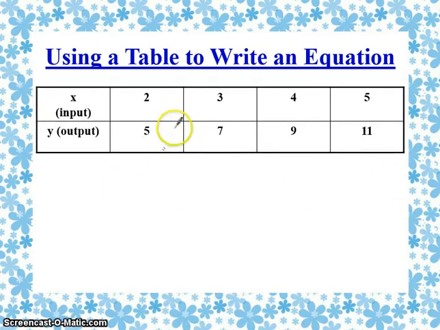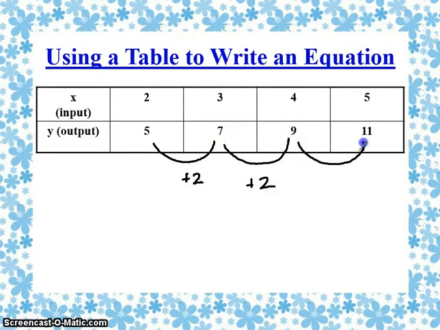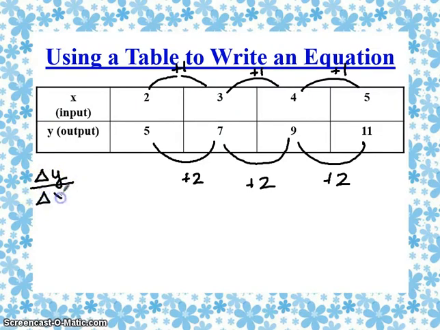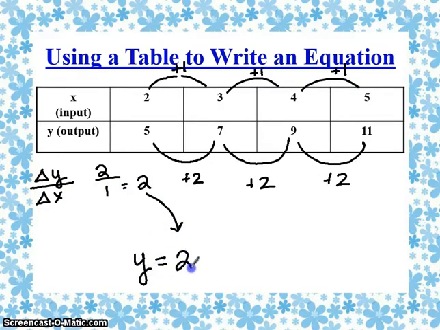Let's look at another table. Let's first look for a constant rate of change. So here it's increasing by 2, increasing by 2, increasing by 2, when the inputs increase by 1, increase by 1, and increase by 1. So we do have a constant rate of change. The change in y, a triangle means change in y, is 2 every time the x changes 1, and 2 divided by 1 is 2. So 2 is going to be the coefficient of x, or y equals 2 times x.